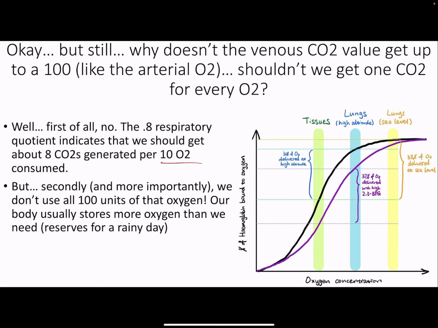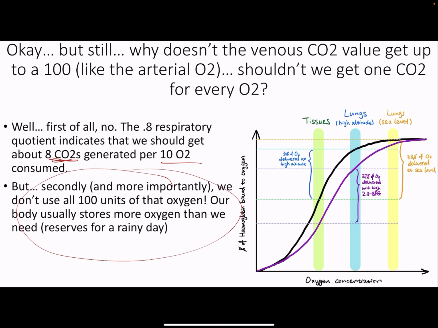If you consume 10 oxygen values, you should produce about 8 CO2. So the value should be a little bit smaller, first of all. But second of all, we have excess oxygen. That's the whole point, is that we have tons of reserves. You shouldn't have reserves of CO2 because that's garbage, that's trash, that's the byproduct that's being generated.